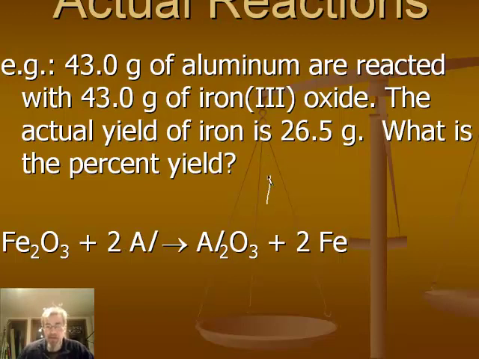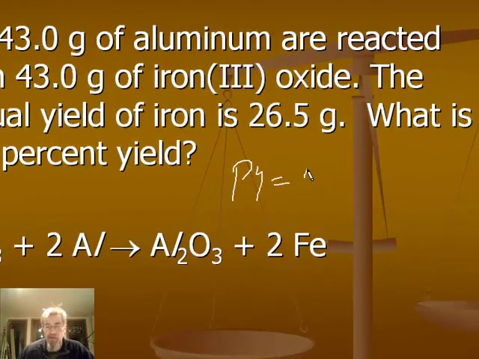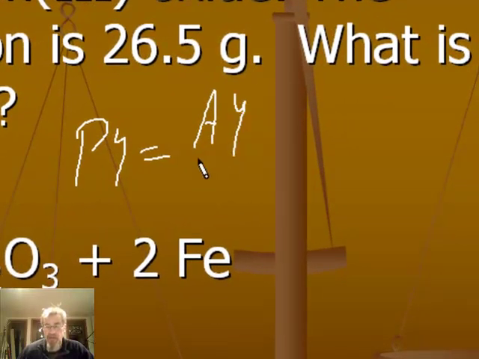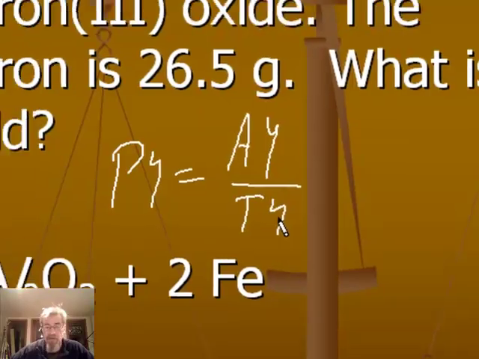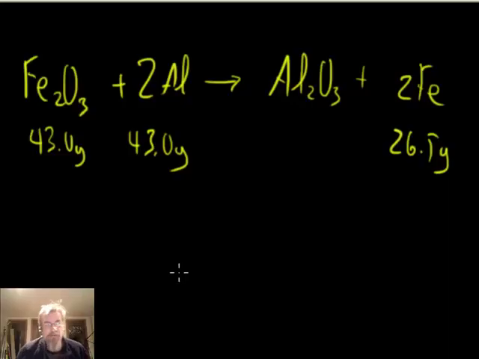Well, our strategy has to be this. Percent yield is going to require us to use the actual yield they give us, 26.5 grams, and divide it by the theoretical yield. So first we have to calculate the theoretical yield. But that's not so easy to do in this case as it was in the last, because we have information about both reactants. That means we first have to find which is the limiting reactant before we can even calculate the theoretical yield.